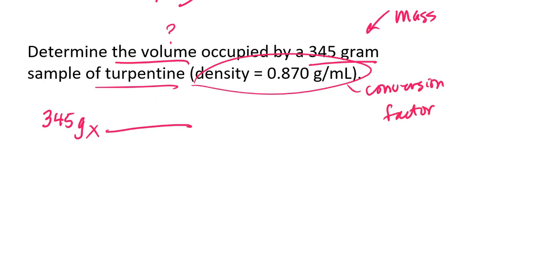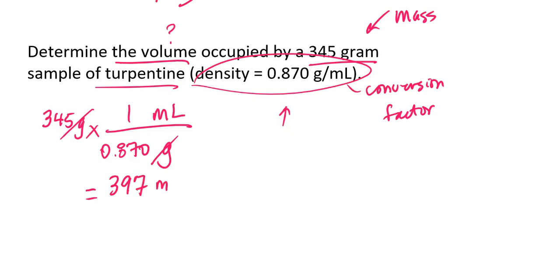And I need this conversion factor to have grams in the denominator so that they cancel with the grams in my given information. That means I'm converting to milliliters, which will be the numerator of my conversion factor. Based on the conversion factor that I was given, there are 0.870 grams in 1 milliliter. So if I do this math, basically I should get 397 milliliters once I round properly and take into account the rules of significant figures.